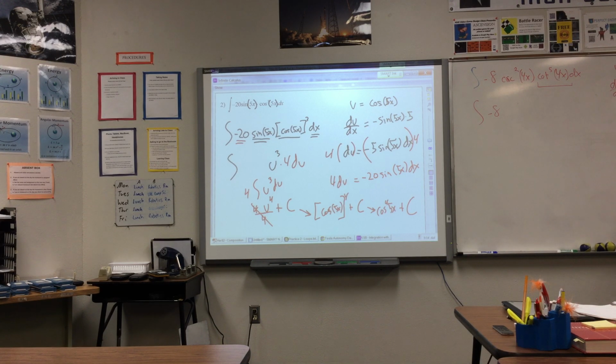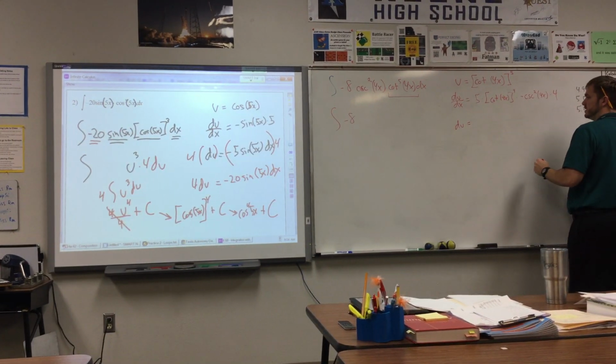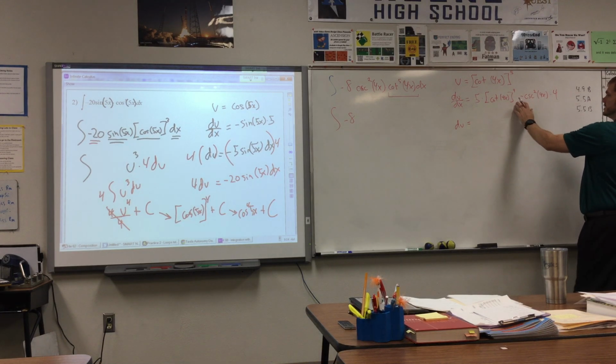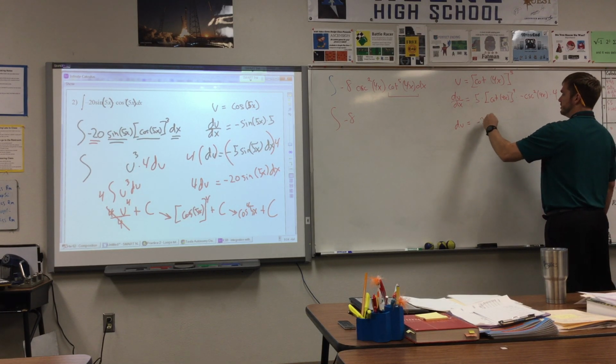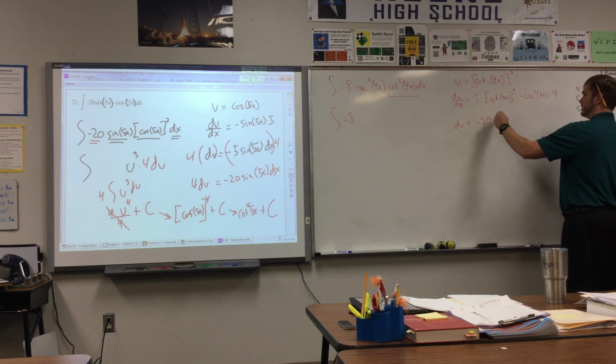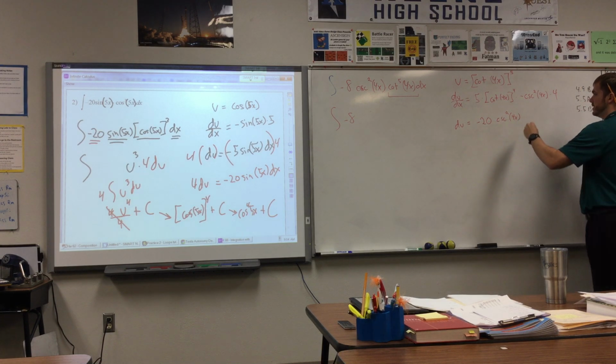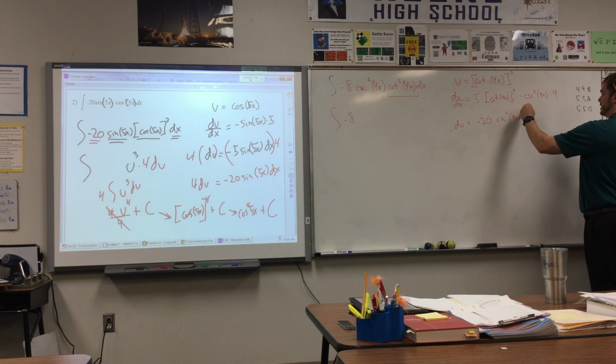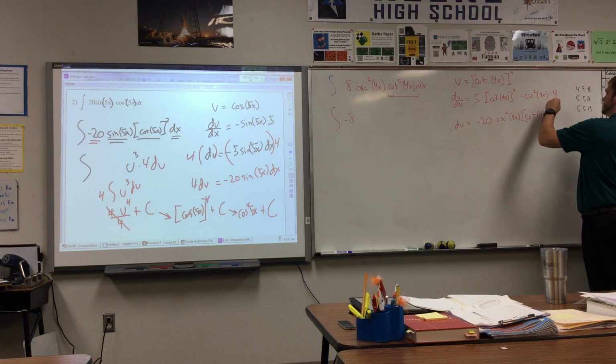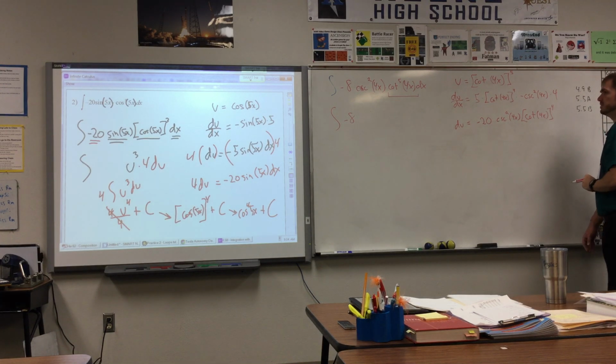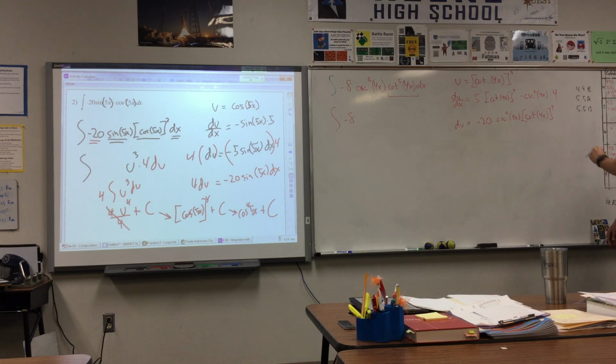Okay, I'll multiply both sides by dx, and I get du equal to 4 times negative times 5, so negative 20 cosecant squared of 4x times cotangent of 4x to the 4th, right? Times dx.